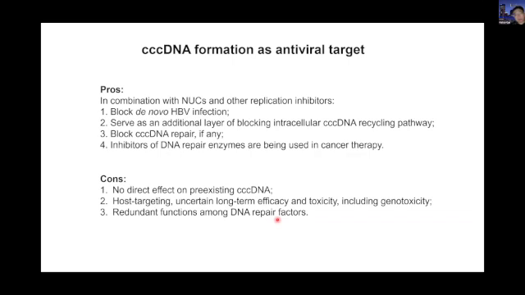Also, from the cccDNA formation studies, we found that there's actually a redundant function among DNA repair factors. So if you block one pathway, another pathway may take over to repair the cccDNA.